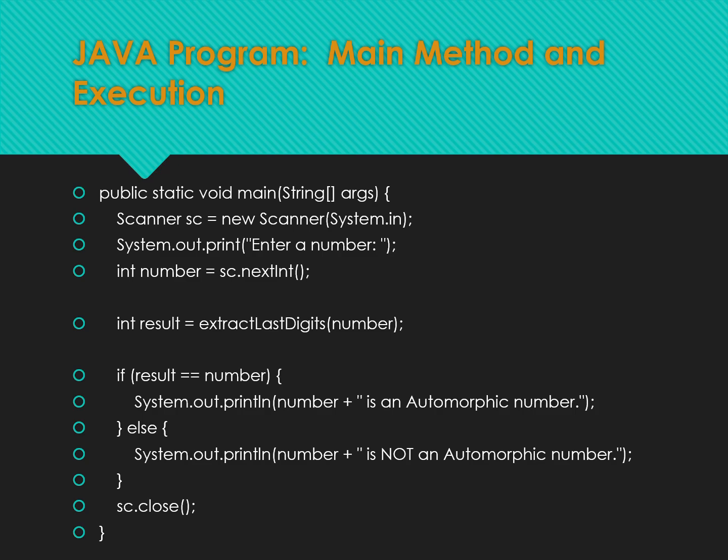Let's take an example. If the user enters 25, the square is 625. The last two digits of 625 are 25. Since this matches the original number, the output will be 25 is an automorphic number.